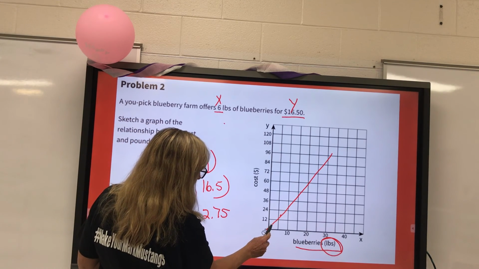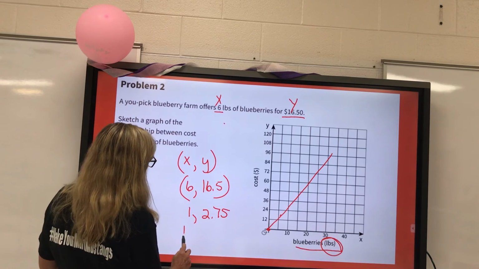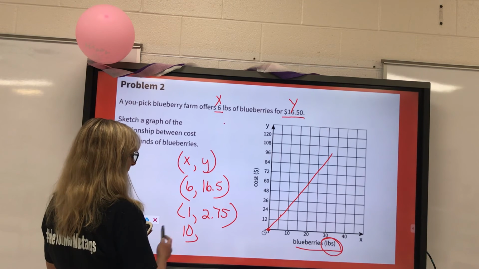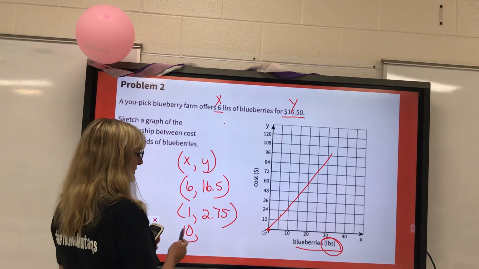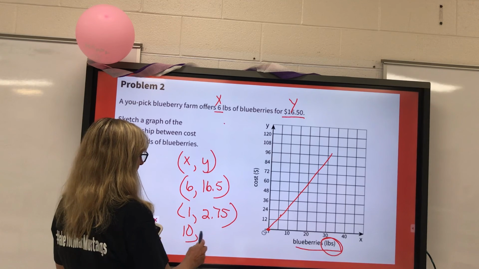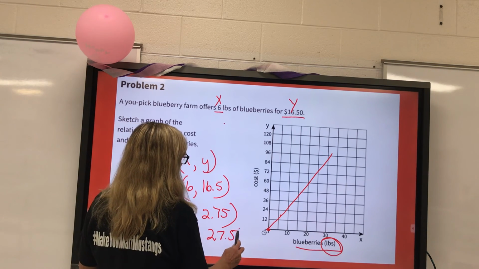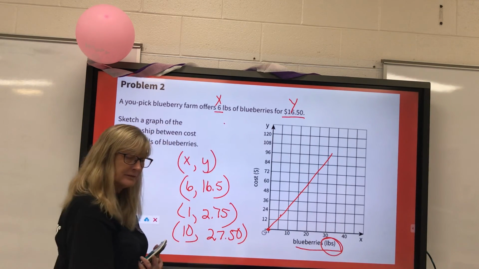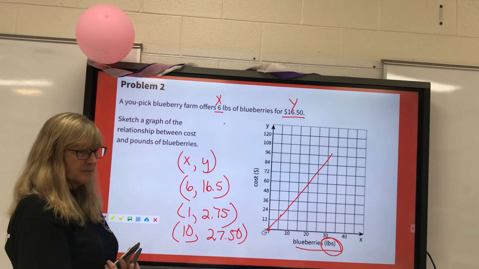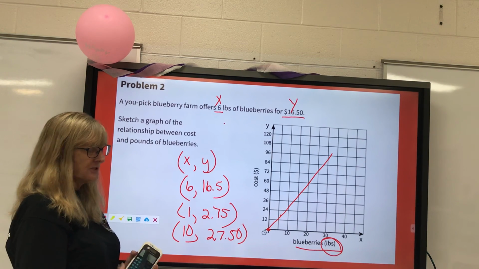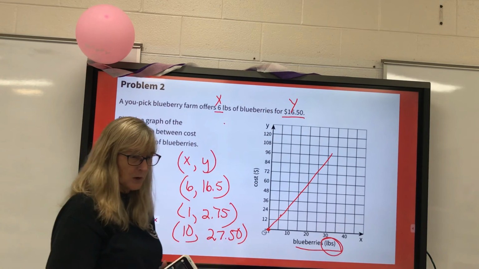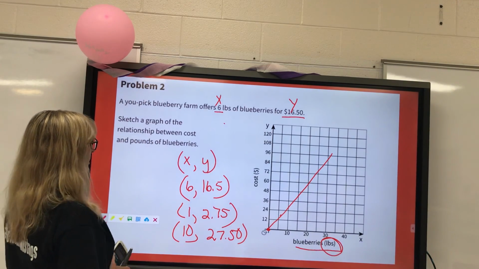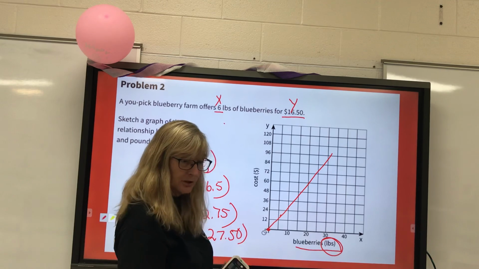All right, so somewhere in here, it's kind of hard to tell. What would 10 pounds cost? If 1 pound costs $2.75, what do 10 pounds cost? $27.50. Very good. All right, are we close? Yeah, we probably are pretty close on our graph. Okay? How do you feel about that one? Do you understand how I determined what was x and what was y? Yes. Okay, and I was told it was proportional, so therefore I knew it had to go through 0, 0.